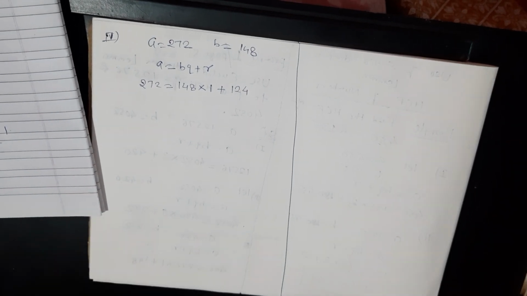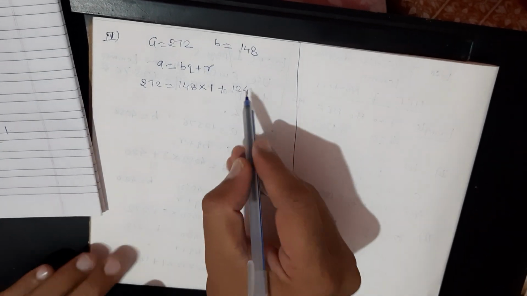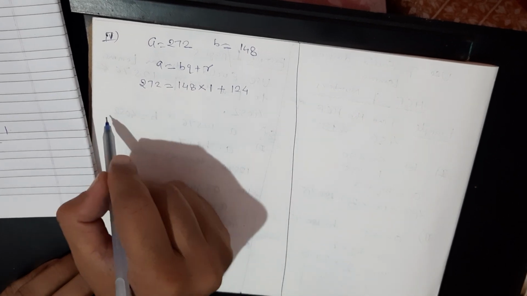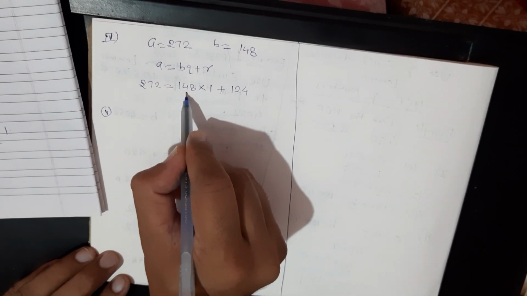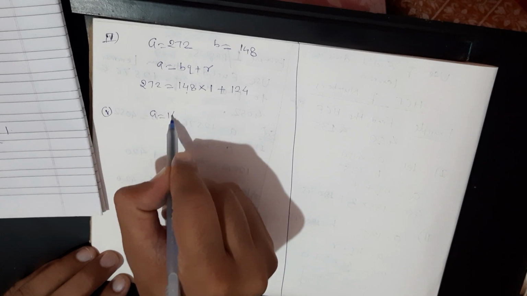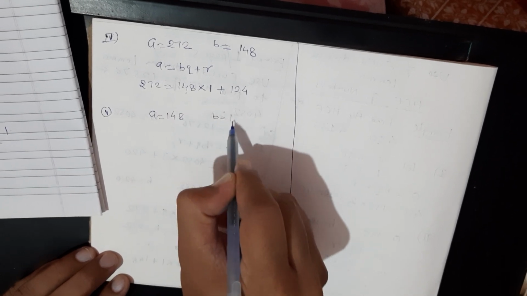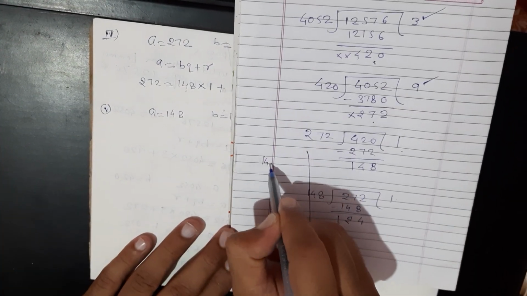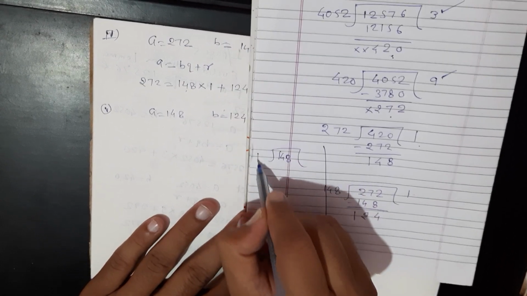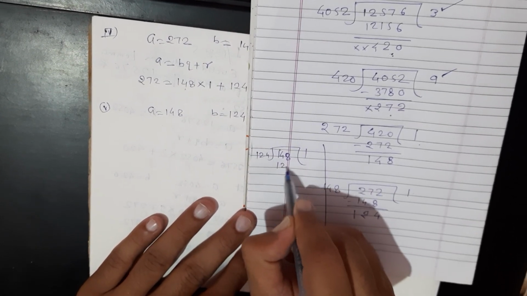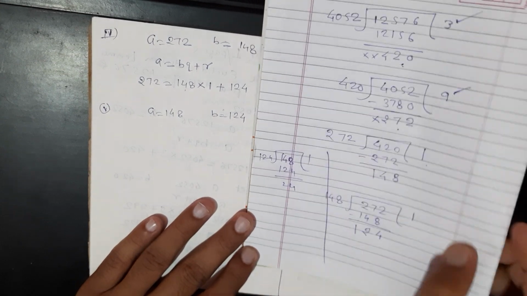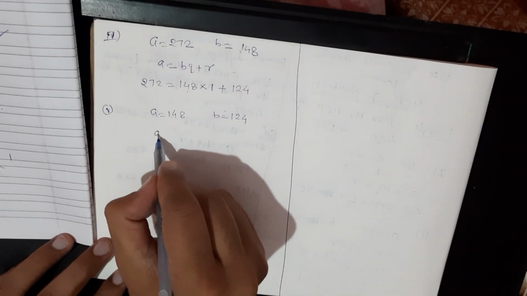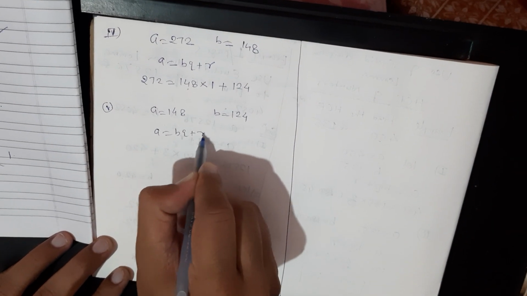Students, hope you are getting the similar procedure. What is remainder? 124, meaning we have to go again. Now this is A, and this is your B. Again on dividing in rough section, what we'll get? 148 divided by 124. As usual, it is one time. Remainder is 24. So I'll arrange by A equal to BQ plus R.